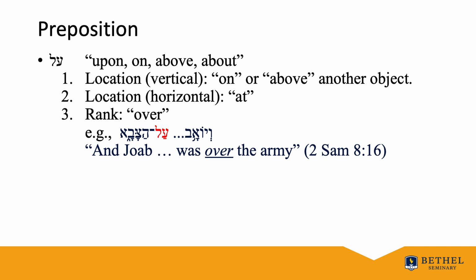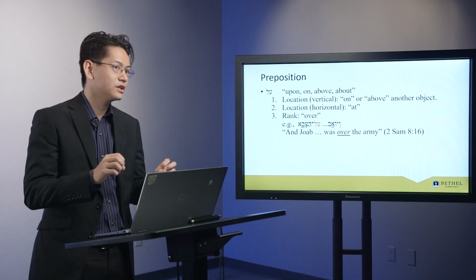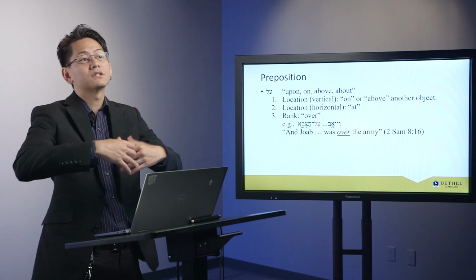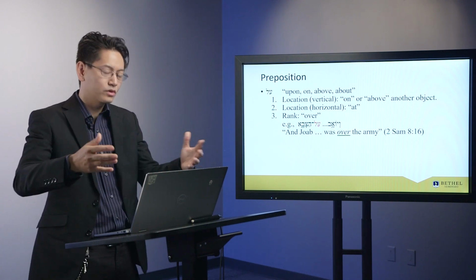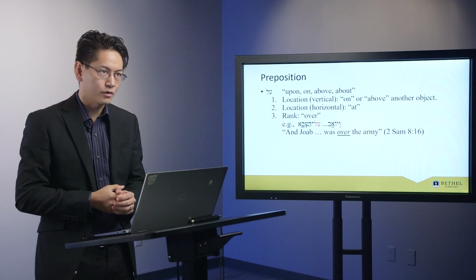Al can also mean not literally being on something, but figuratively someone being above other people. So in these instances, maybe it's best to translate al as over. Here's an example from 2 Samuel chapter 8, verse 16. Ve'yoav al hatzava. And Joab was over. This al is translated as over, as in he had responsibility or rank over, or governing over, the army.